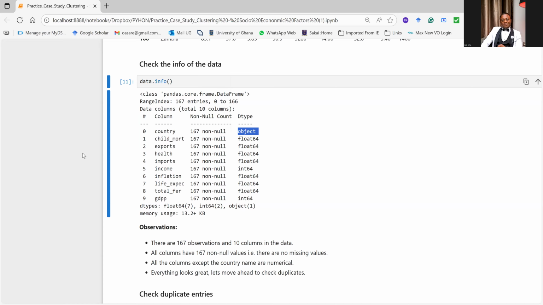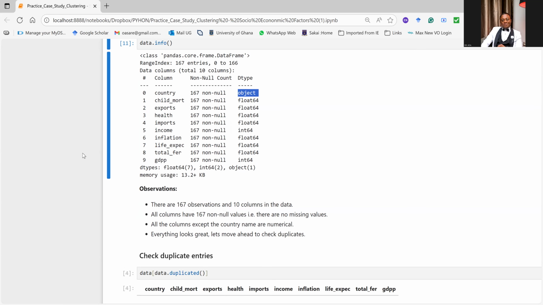This information is something you should be able to get a feel of. So what is the first thing you can get? One, similar things I've already mentioned. There are 167 observations, 10 columns. All the columns have got 167 non-null values. In other words, they are not missing values. Now, if there were missing values, you would have been informed. And how do you know that? By looking at this column here, you see 167 non-null. So that tells you that there is no missing value there.